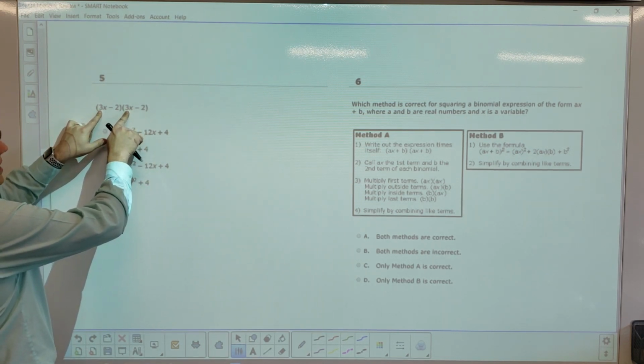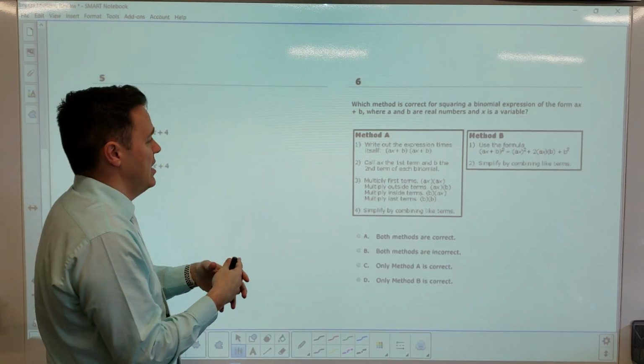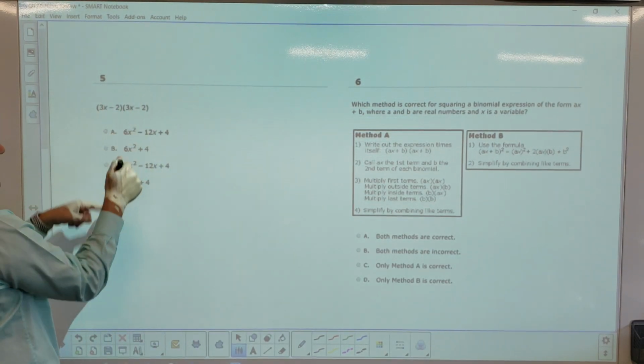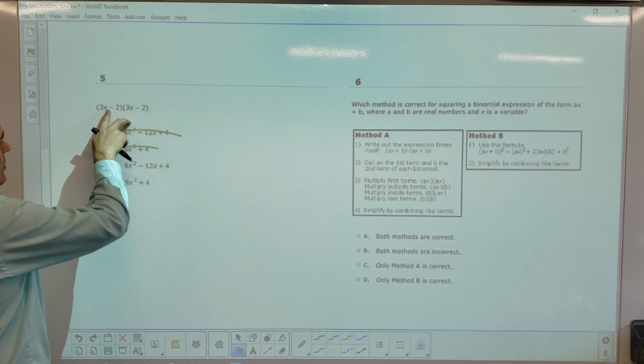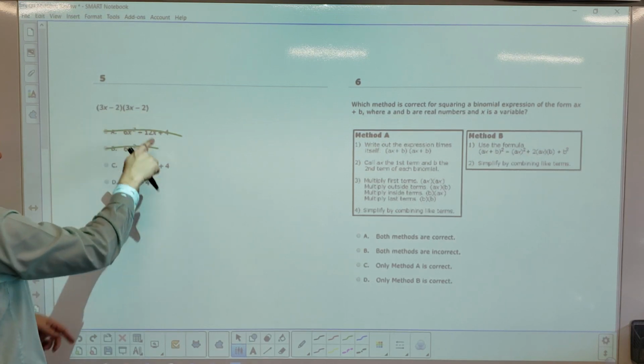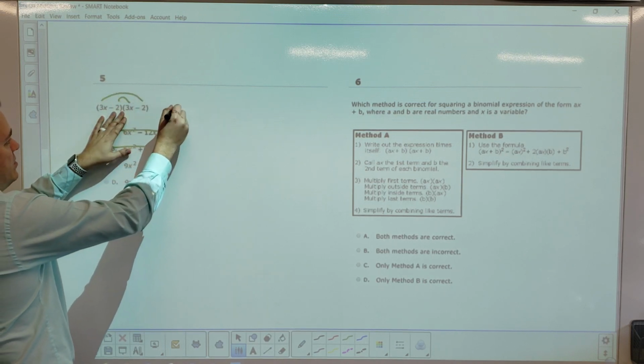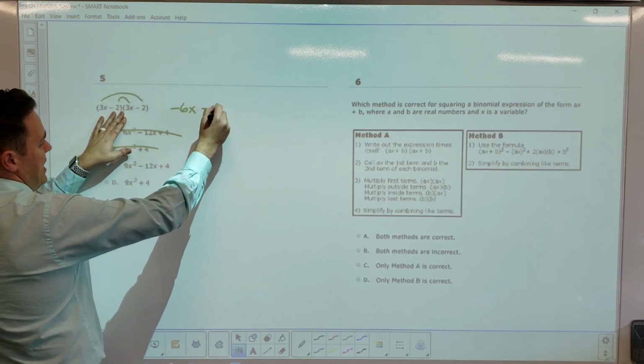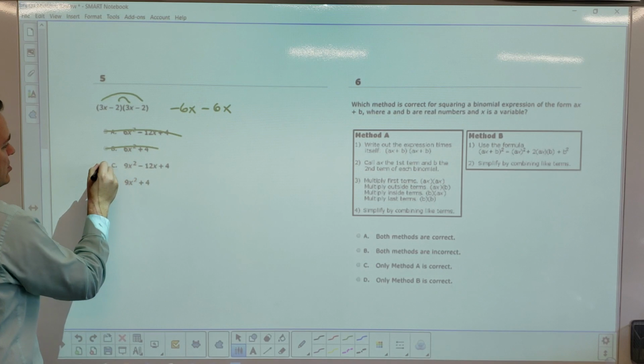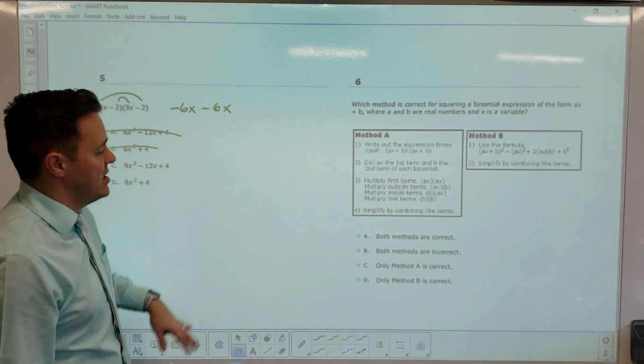So just make sure you realize how you think and you go from there. 3 times 3 is 9. Then from there, ladies and gentlemen, this would be a 4. So do these terms line up? This and this would be negative 6x, negative 6x. They do not cancel each other out, but instead add to each other.